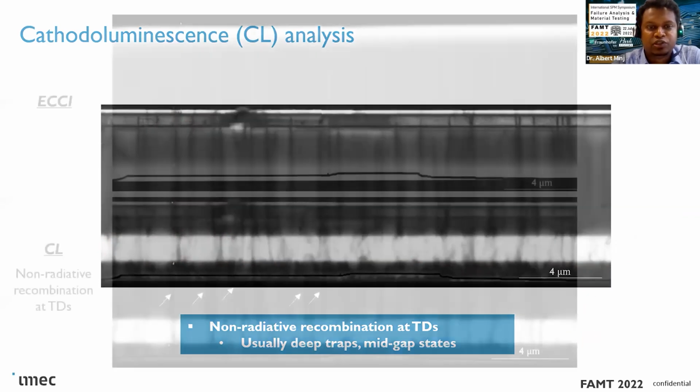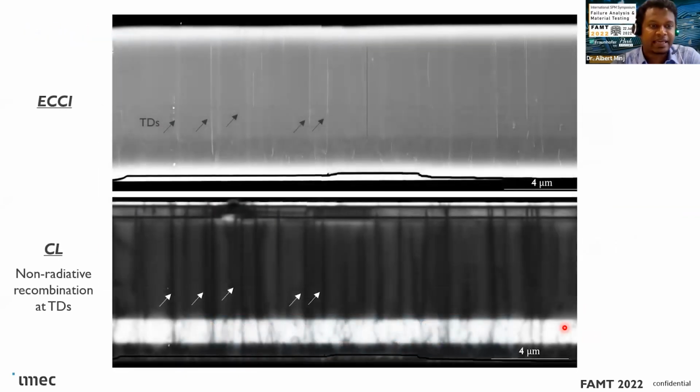So when we do a one-to-one mapping between ECCI and CL, we actually find a very good correlation between the two.